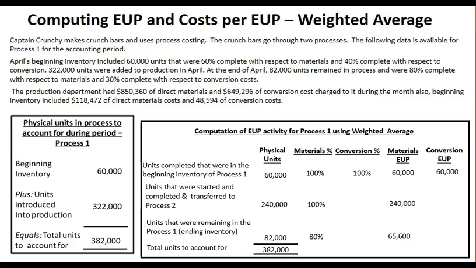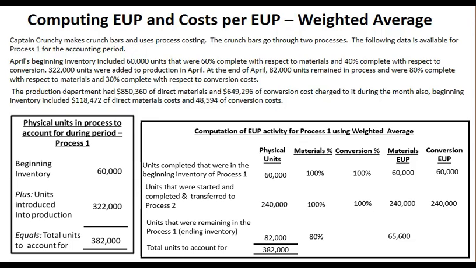Now, in the case of conversion cost, I treat them exactly like I treated the materials cost. Instead of utilizing the percentage to complete those units, I use 100%. And I take 100% times 60,000 physical units, so my conversion costs are 60,000 EUP. Again, units started and completed during the month, 0 to 100%. So my conversion costs are going to be 100%. 100% times 240,000 equals conversion of 240,000 EUP.